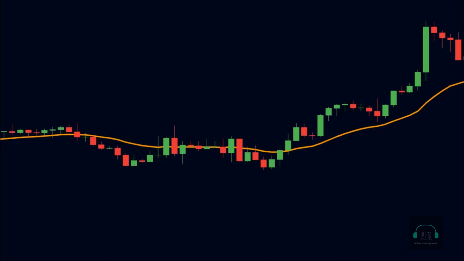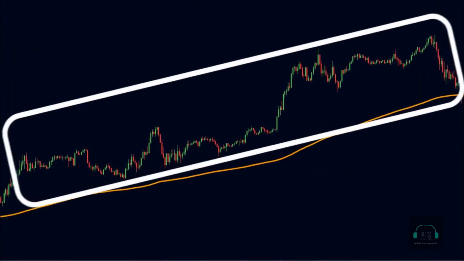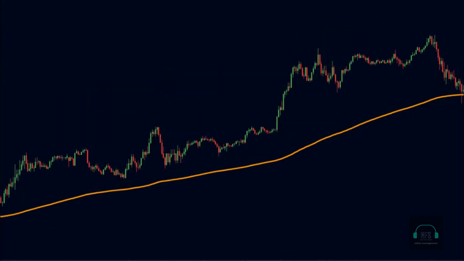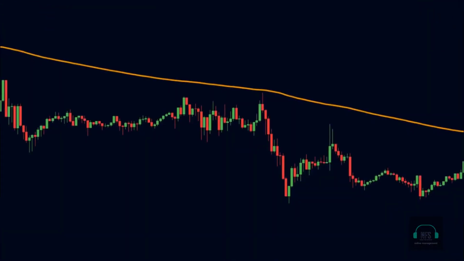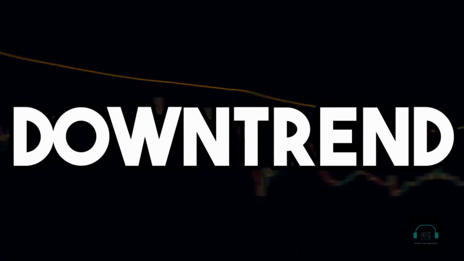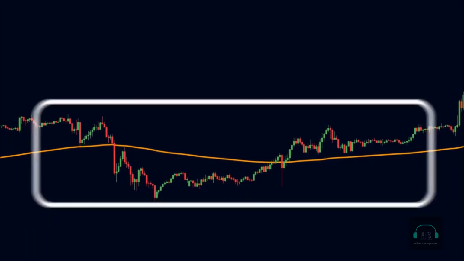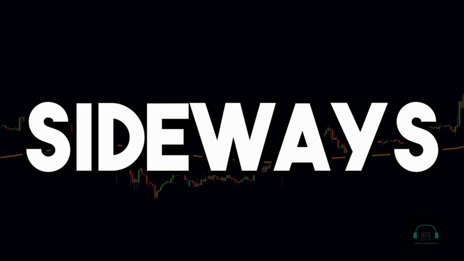Well, a moving average is basically used to identify the trend of the market and simplify the price action of the asset. So, if the price is trading above the moving average and the moving average is sloped upwards, we can consider the price to be in an uptrend. If the price is trading below the moving average and the moving average is sloped downwards, we regard this as a downtrend. A flat moving average with the price moving around it is regarded as a sideways market.